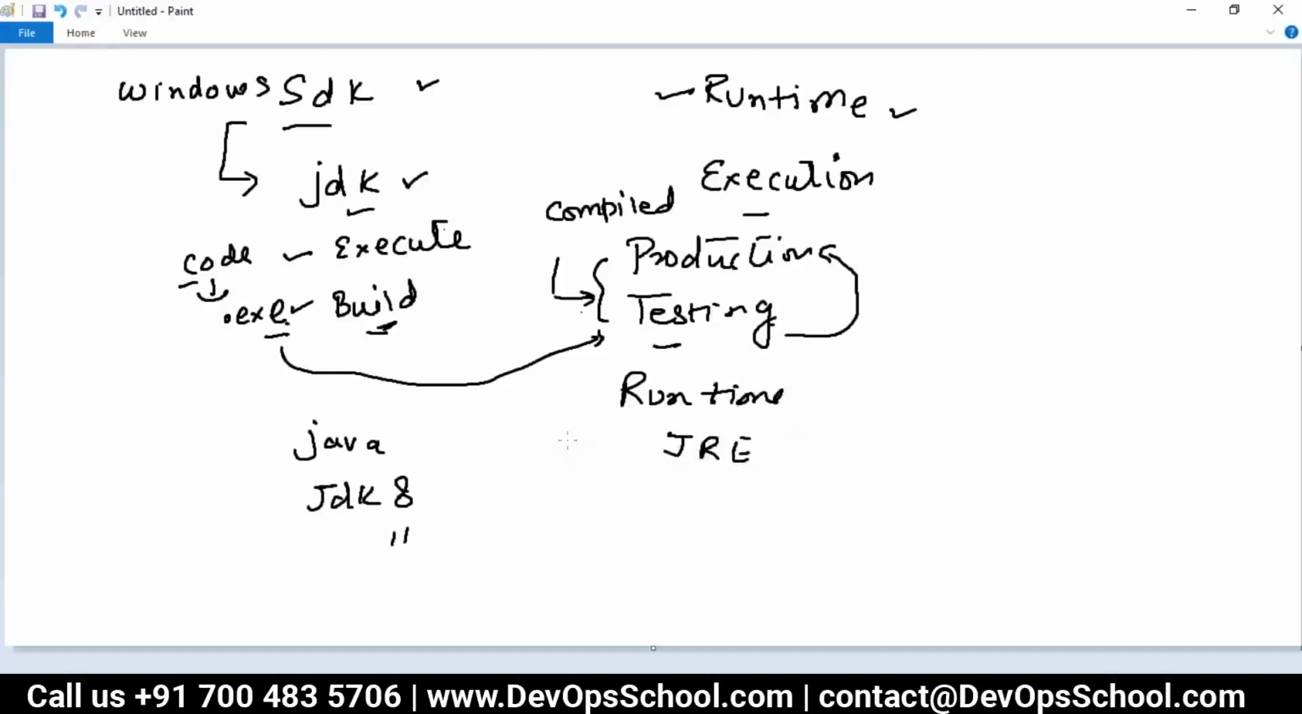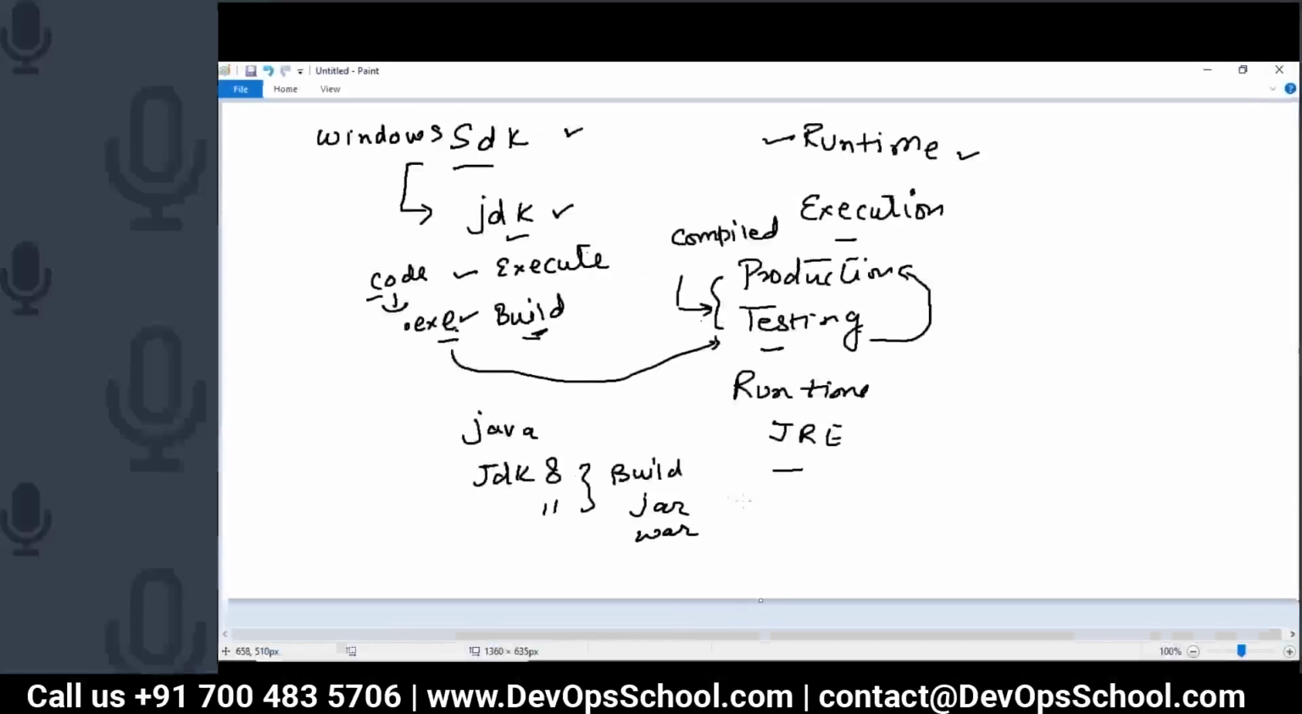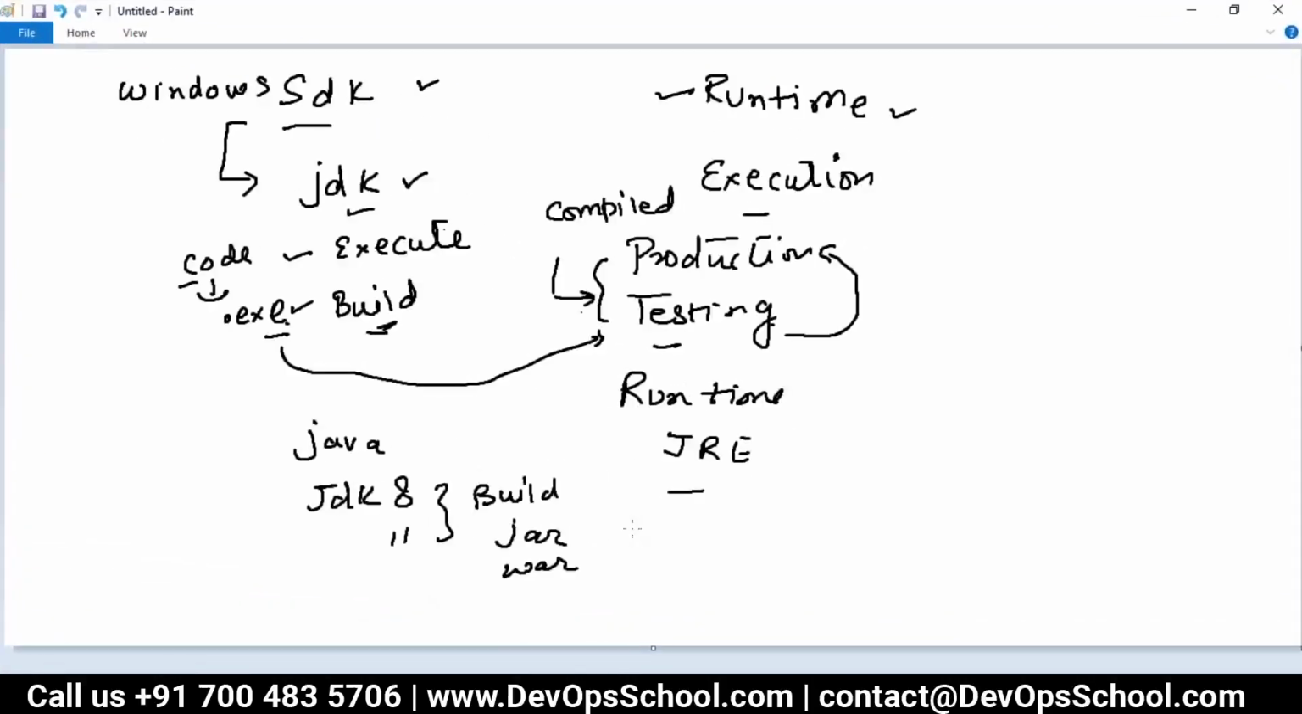So here what you can do, once your code is built, that is to be executed. So you can use JRE for the runtime, Java Runtime Environment. So if I ask you that I need to execute my jar file. In the build, basically in Java, we create a jar file or war file. The jar file is for the console application, and the war file is basically for the web applications.